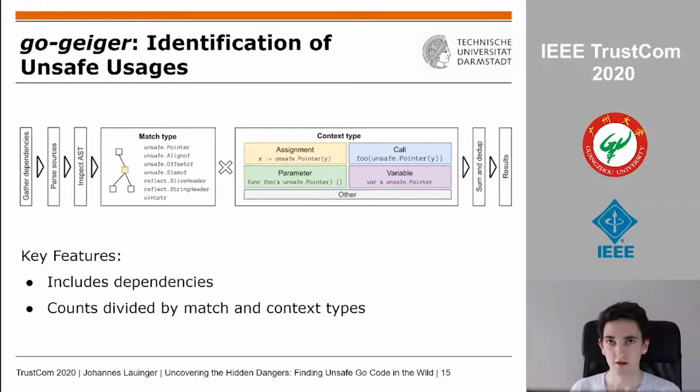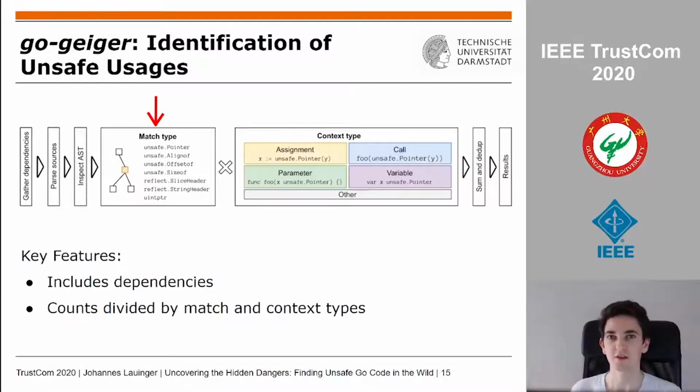Now the diagram here shows the design of go-geiger. It first gathers the dependency tree of the code under examination, and then it parses all of the packages contained in this tree to inspect their abstract syntax trees. Usages of unsafe are then identified and classified by match and context type.